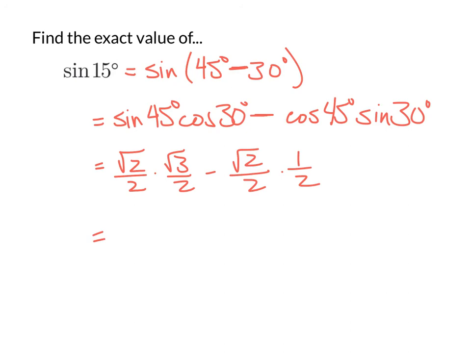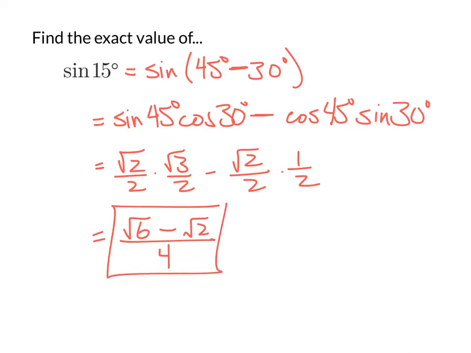When it's all said and done, we have common denominators of 4. In the first term, root 2 times root 3 is root 6. And in the second term, root 2 times 1 is root 2. So we can leave our answer like that.